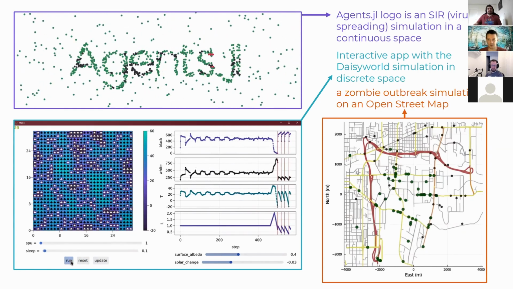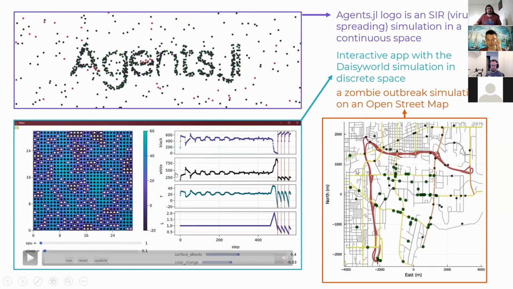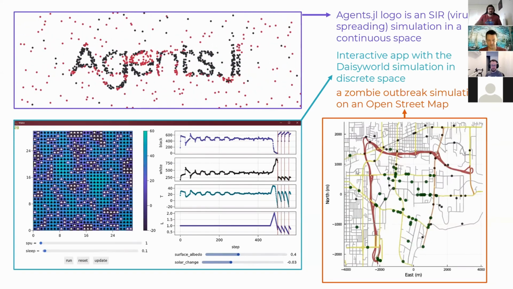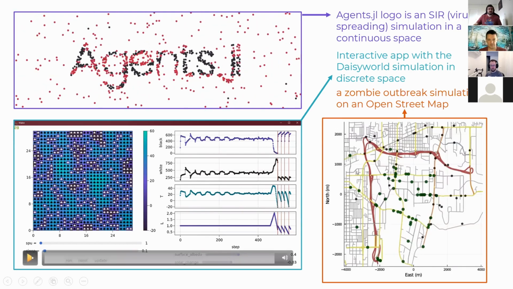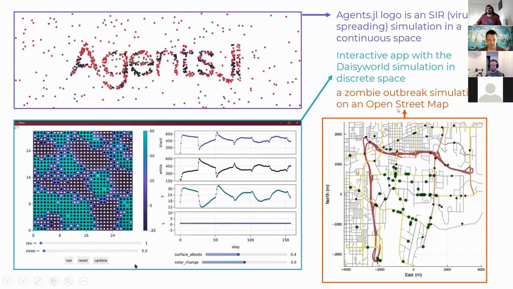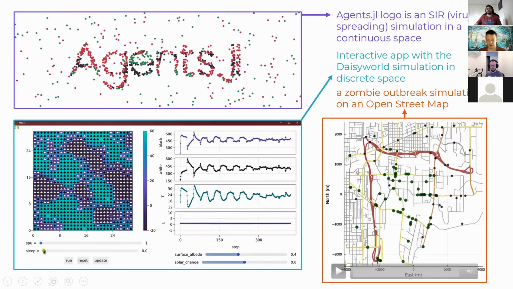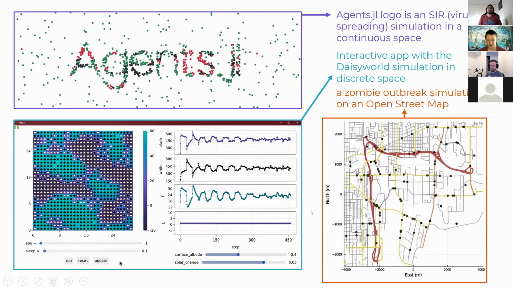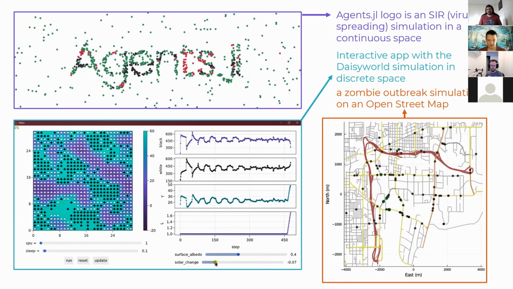The second is an interactive application that showcases the DAISY world simulation, which is done in discrete space. This should be playing, sorry, yeah. And this one is a simulation of a zombie outbreak in an OpenStreetMap. So this should also be playing, apologies. So this is just some fancy animations to make you interested.